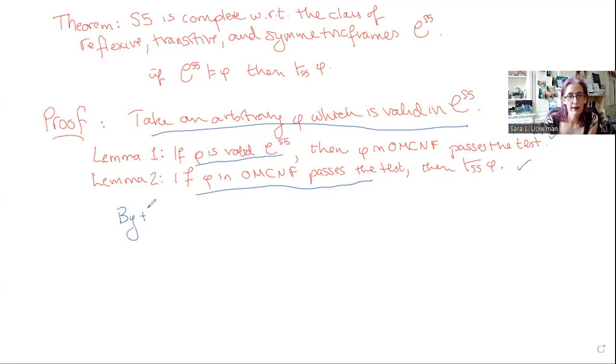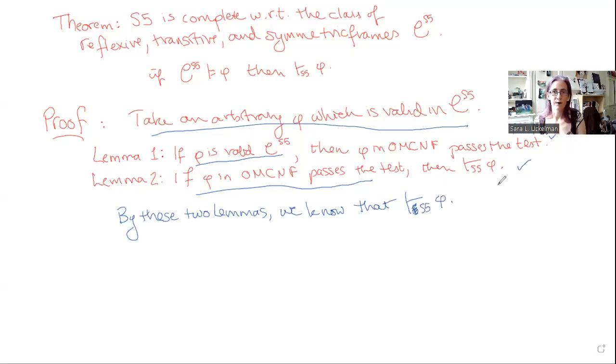So by these two lemmas, we know that in S5, we can prove phi. So this is what I mean about all of the heavy lifting already having happened. We did all of the work in identifying ordered modal conjunctive normal form, doing all of the reductions, showing that you can always do this, proving lemma 1, constructing the test, showing how to apply the test, lemma 2, generating the proofs and everything, so that in the end, this result follows immediately from these two lemmas.